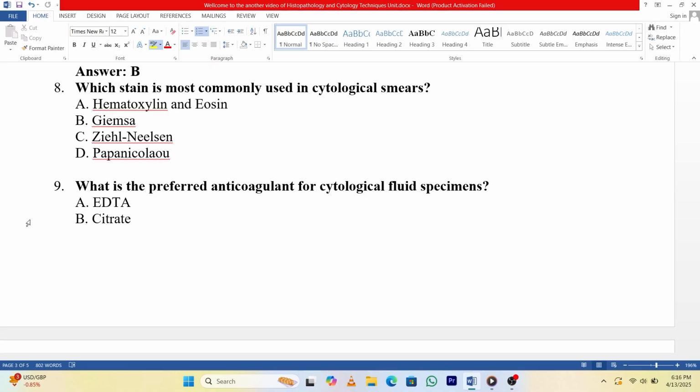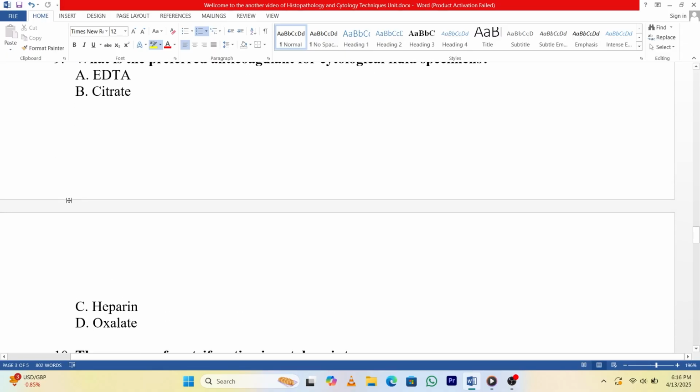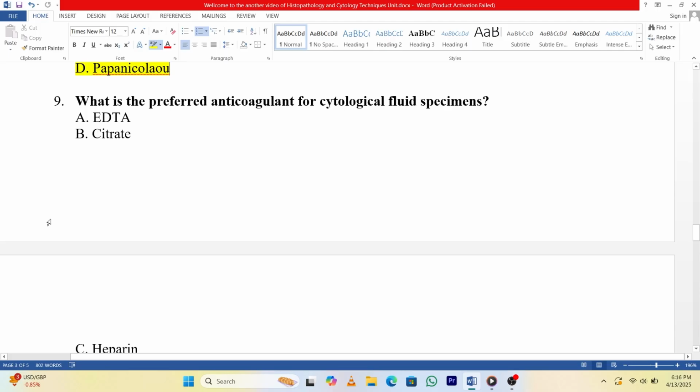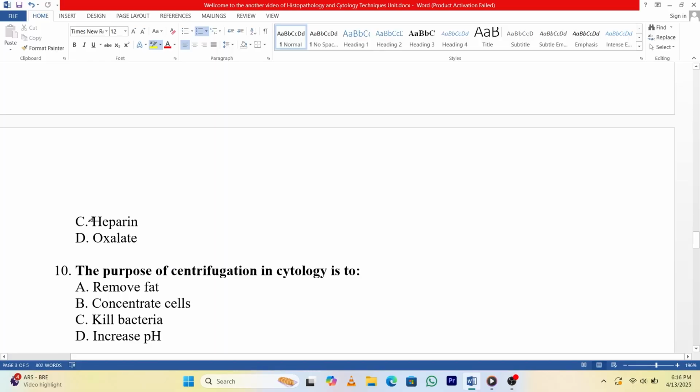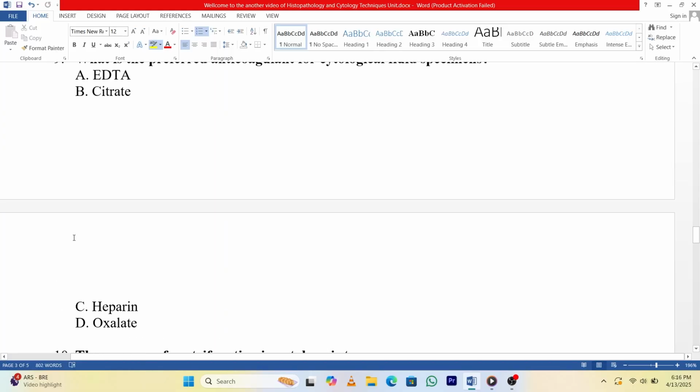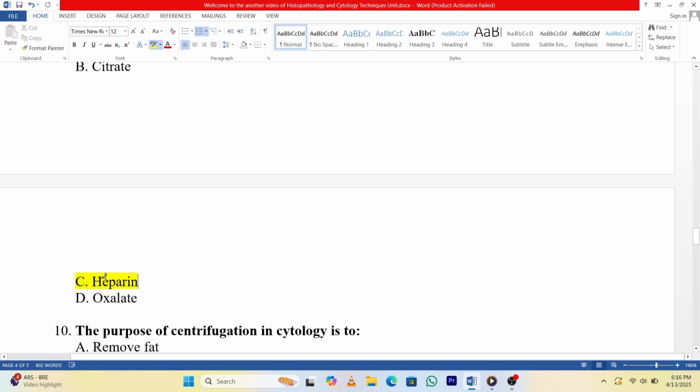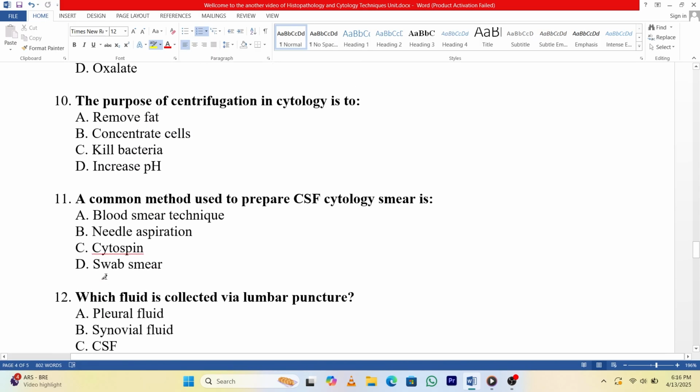Answer: D. 9. What is the preferred anticoagulant for cytological fluid specimens? A. EDTA. B. Citrate. C. Heparin. D. Oxalate. Answer: C. 10. The purpose of centrifugation in cytology is to A. Remove fat. B. Concentrate cells. C. Kill bacteria. D. Increase pH.